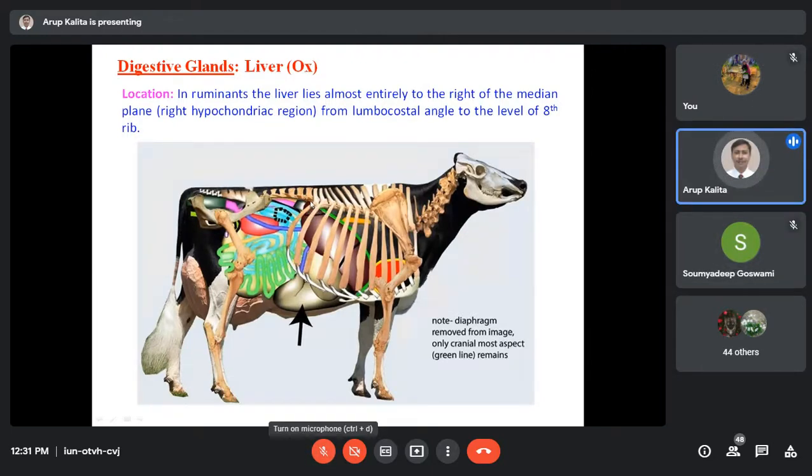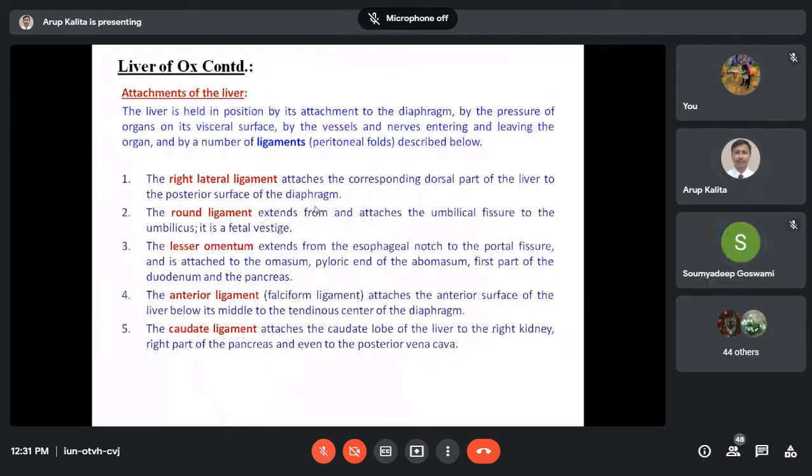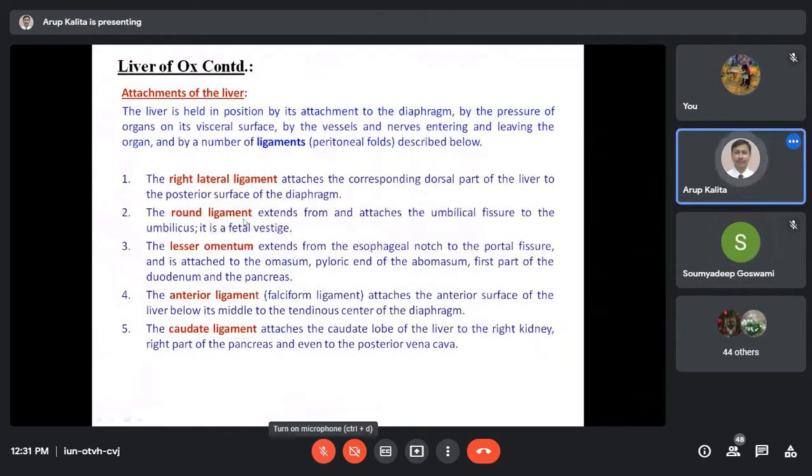So the diaphragm has a posterior part, right? This is the anterior part of the diaphragm. This is the posterior part of the diaphragm. So there is a connection between the dorsal part of the liver and the posterior part of the diaphragm, and that is called the right lateral ligament. Clear? Yes, sir.